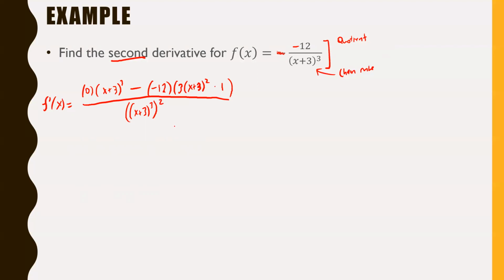Let's clean this up because this looks like an absolute nightmare right now. 0 times x plus 3 to the power of 3 is just nothing at all, so that's just gone. This double negative is going to make it positive. It's also going to combine with the 3 there, like that 12 times 3 is going to happen. The times 1's not doing a darn thing.